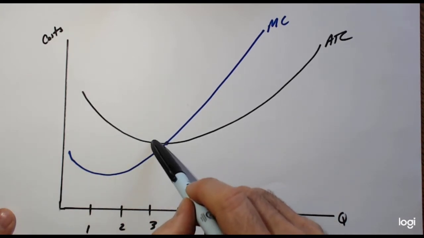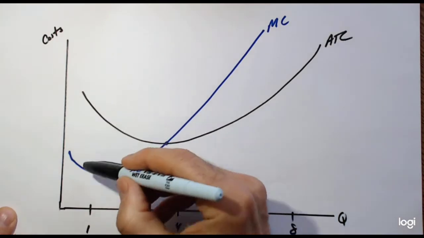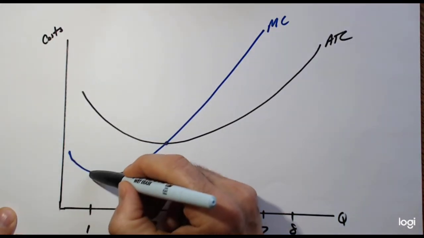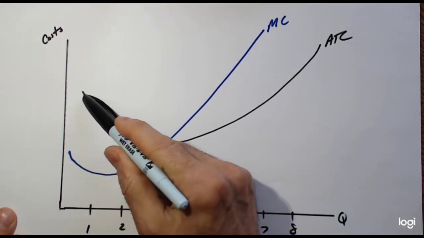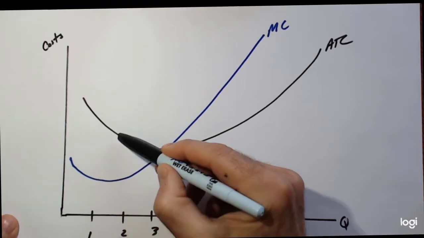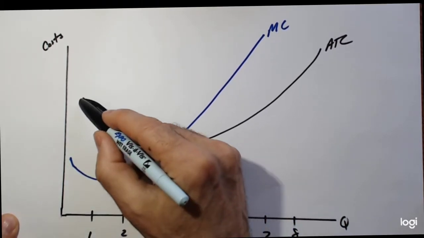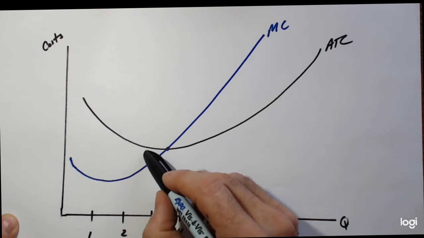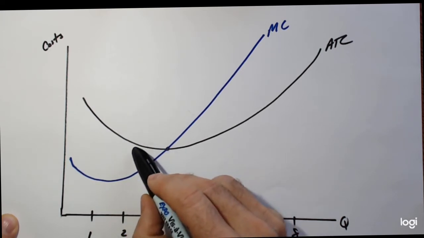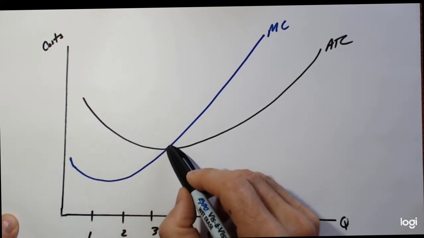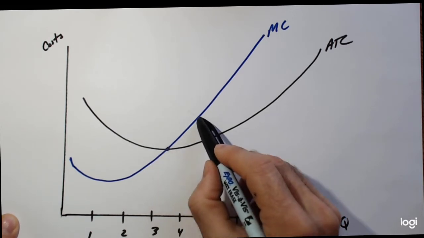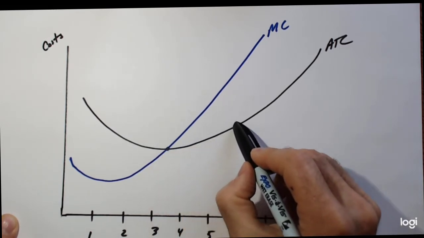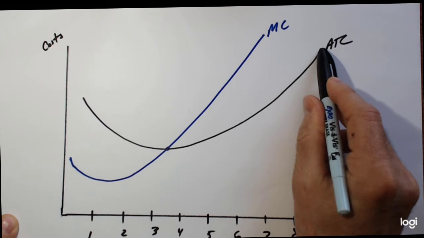What that means is, when on the margin your costs are low, it's going to pull down the average. And so as long as the marginal cost is below the average, up to the left of this point, it's pulling down this curve. And as soon as the marginal cost starts going above the average total cost curve, the average total cost curve starts going up.